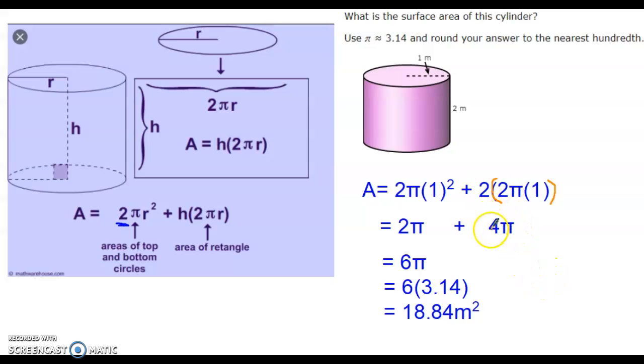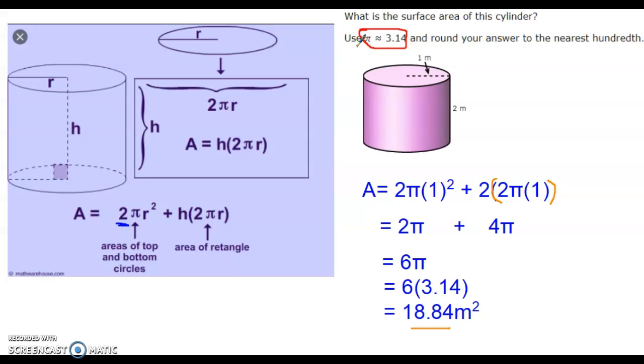Well, 2 times 2 is 4 pi. 4 pi plus 2 pi is 6 pi. 6 times 3.14 gives me 18.84. Please be careful. Notice what it says right here. I'll change the color. Pi, use 3.14. Don't use your calculator pi, because that'll go out to 9 digits. This is just go out to hundreds.